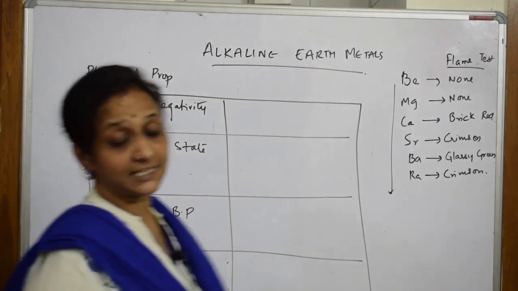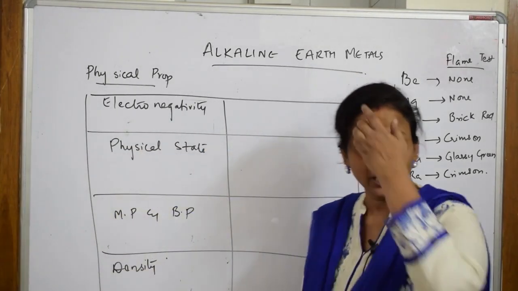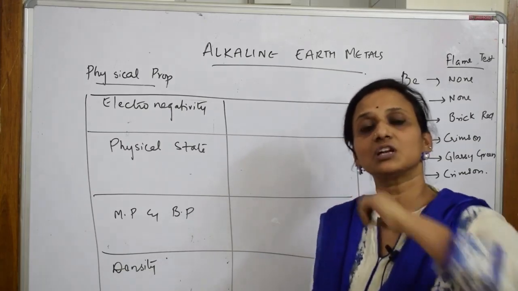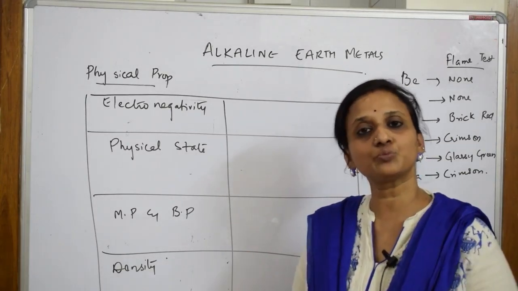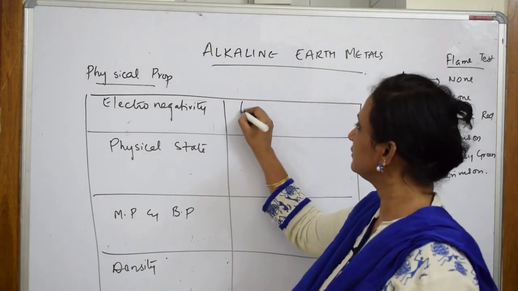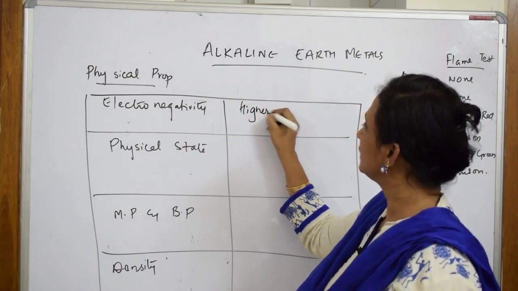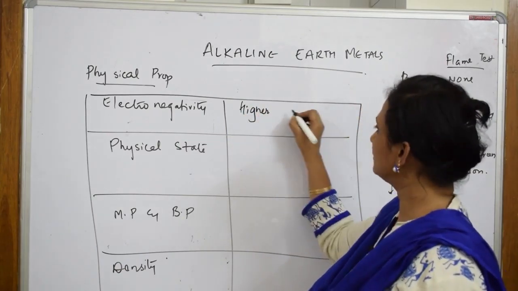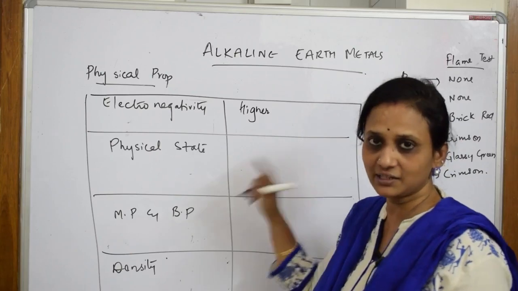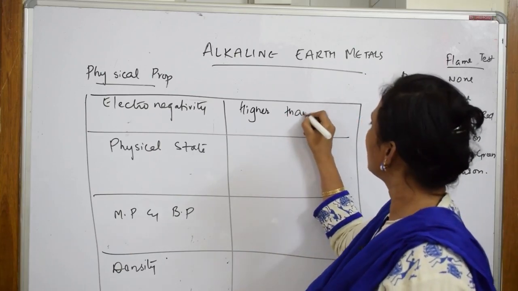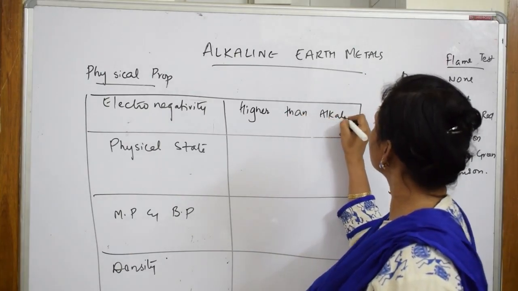Let's come back and see the next physical property, electronegativity. When the size is small enough, what will happen? The ability to drag the electron pair will be more. So electronegativity will be higher than alkali metals in a period. Let us write that: higher than alkali metals because the size is smaller.